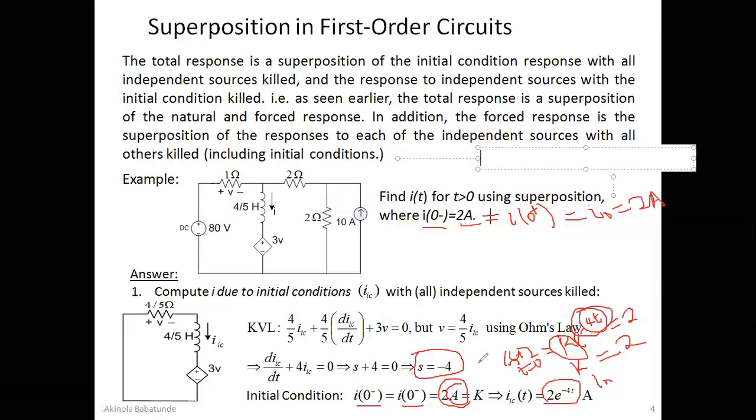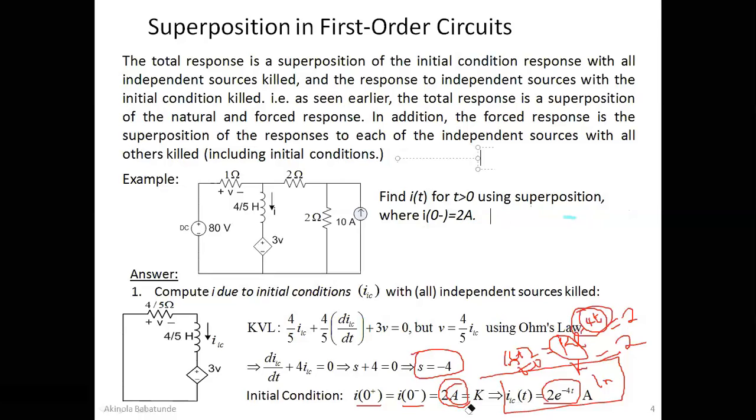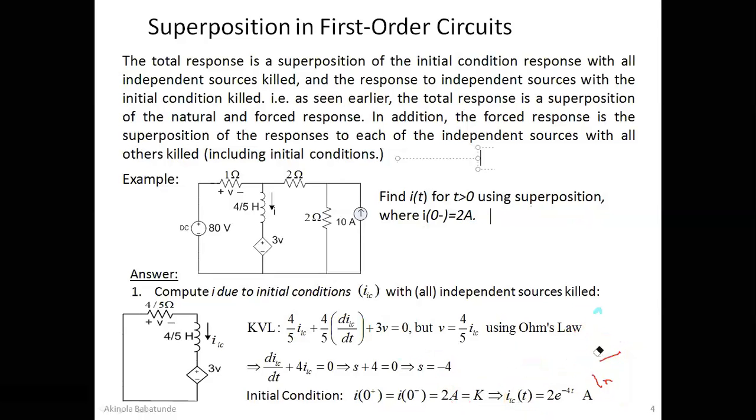I natural represents our I initial condition. Don't forget that. Our I natural represents our I initial condition. So that is exactly what you do have here as the value of your current. If we take it a step further, what do we have? Now that we have found the natural response or the initial condition response after killing all the sources, the next thing we want to do right now is to find the forced response.